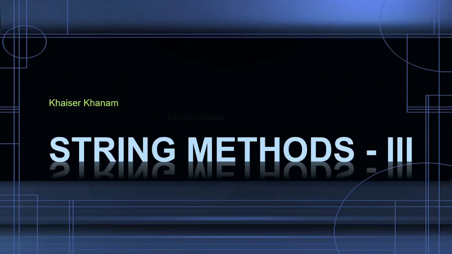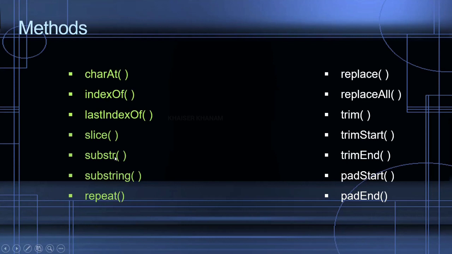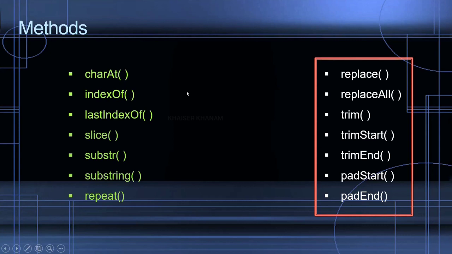This will be our third section in string methods. In our previous session, we have seen slice, substr, substring, and repeat. All these 7 methods we have seen. Now in this session, we are going to learn about these 7 methods: replace, replaceAll, trim, trimStart, trimEnd, padStart, and padEnd.